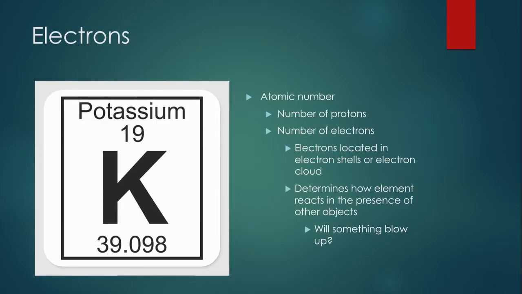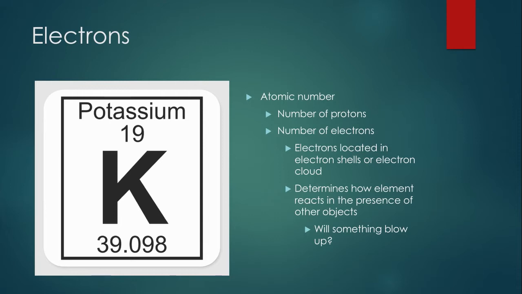So just a quick review, I want you guys to all remember what our atomic number is. That atomic number is going to be the number that is right up here, so this 19 in the case of potassium. This atomic number, if anyone remembers, is the number of protons and the number of electrons that are located in an atom of an element. And in this case, these electrons are located in electron shells or electron clouds. I'll show you guys how we draw those using our Bohr models.